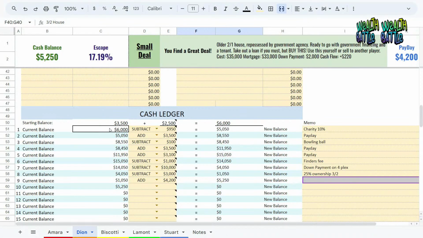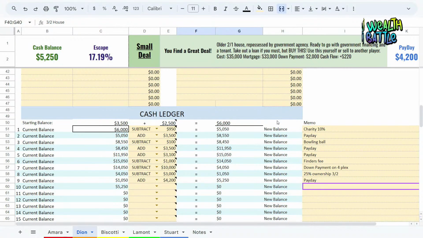You find a great deal. Older, 2-bedroom, 1-bath house, repossessed by government agency. Ready to go with government financing and a tenant. Take out a lien if you must, but buy this. Use this yourself or sell to another player. Cost is $35,000. Down payment's $2,000, and the cash flow is $220.